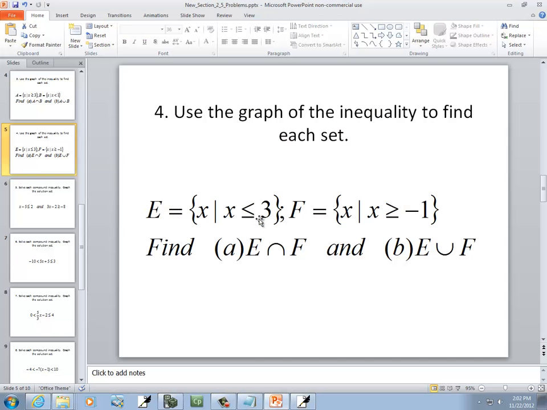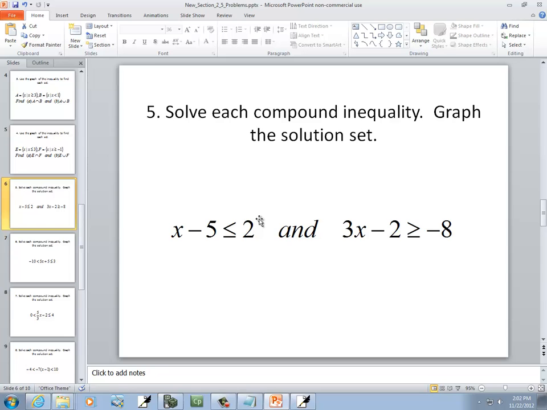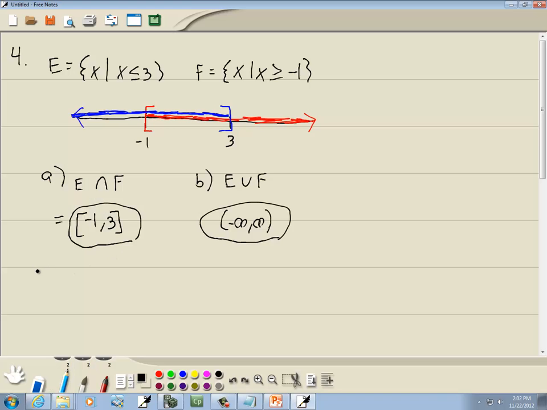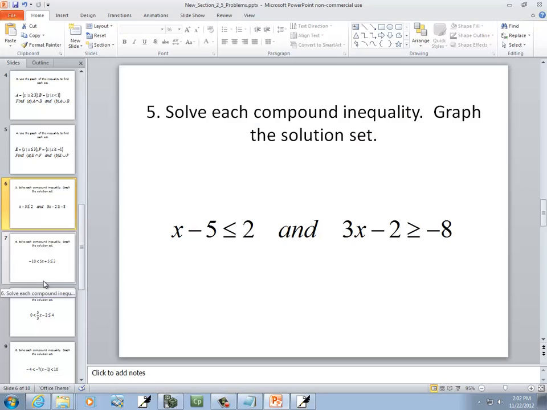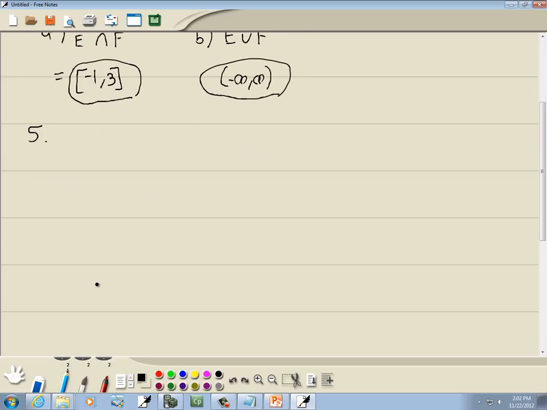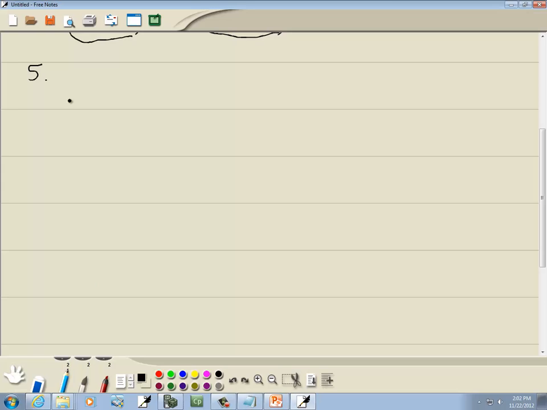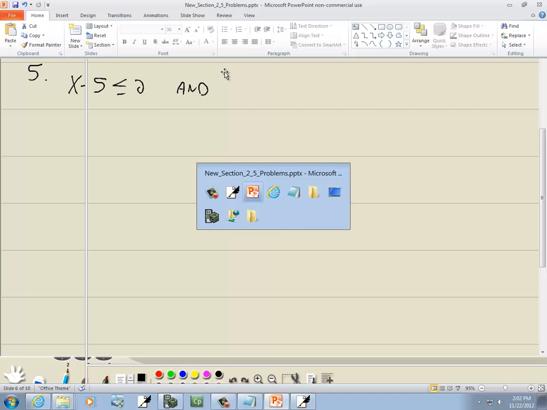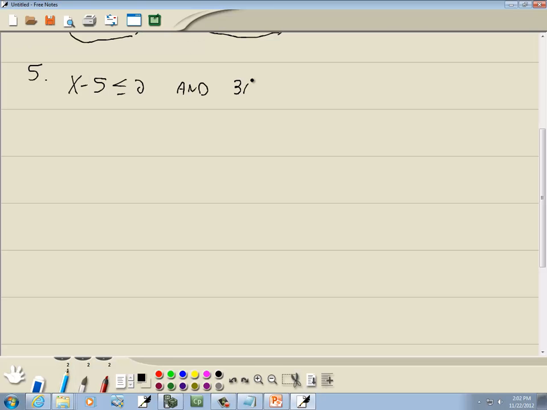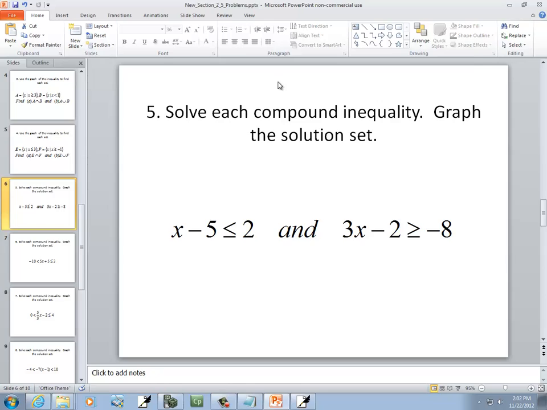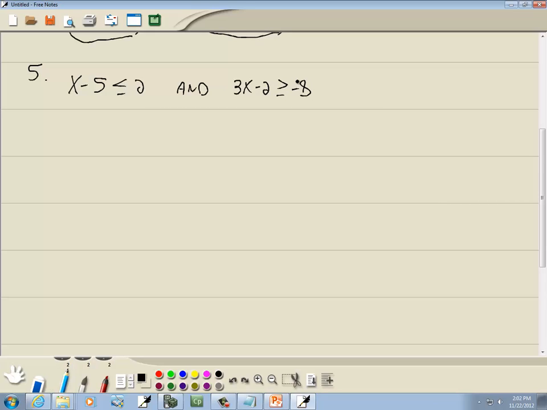Well, let's look at a compound inequality. So let's look at number 5. And we got x minus 5 is less than or equal to 2, and 3x minus 2 is greater than or equal to negative 8.